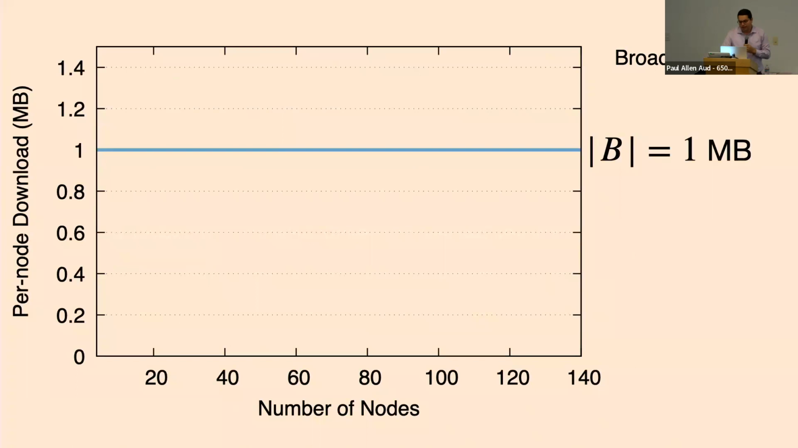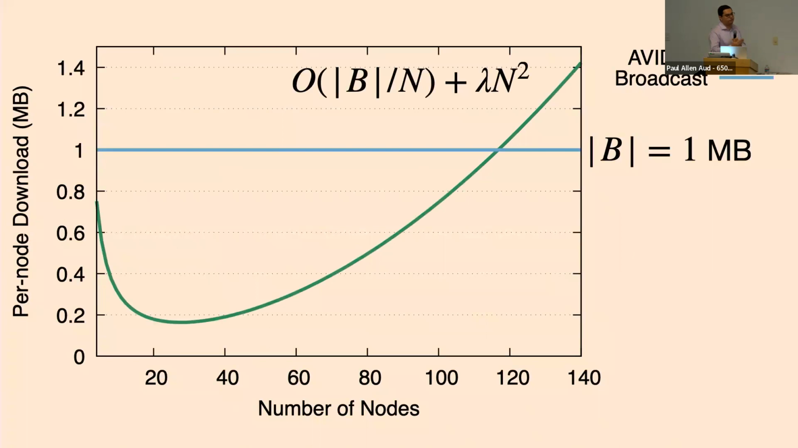Okay. So here's what you get with a state-of-the-art VID protocol called AVID-FP. And you can see that initially, as you scale up the system, every node has to download less and less data. But eventually, that quadratic term is going to become overwhelming. And here at about 120 nodes with these parameters, you basically get no savings compared to just doing broadcast.